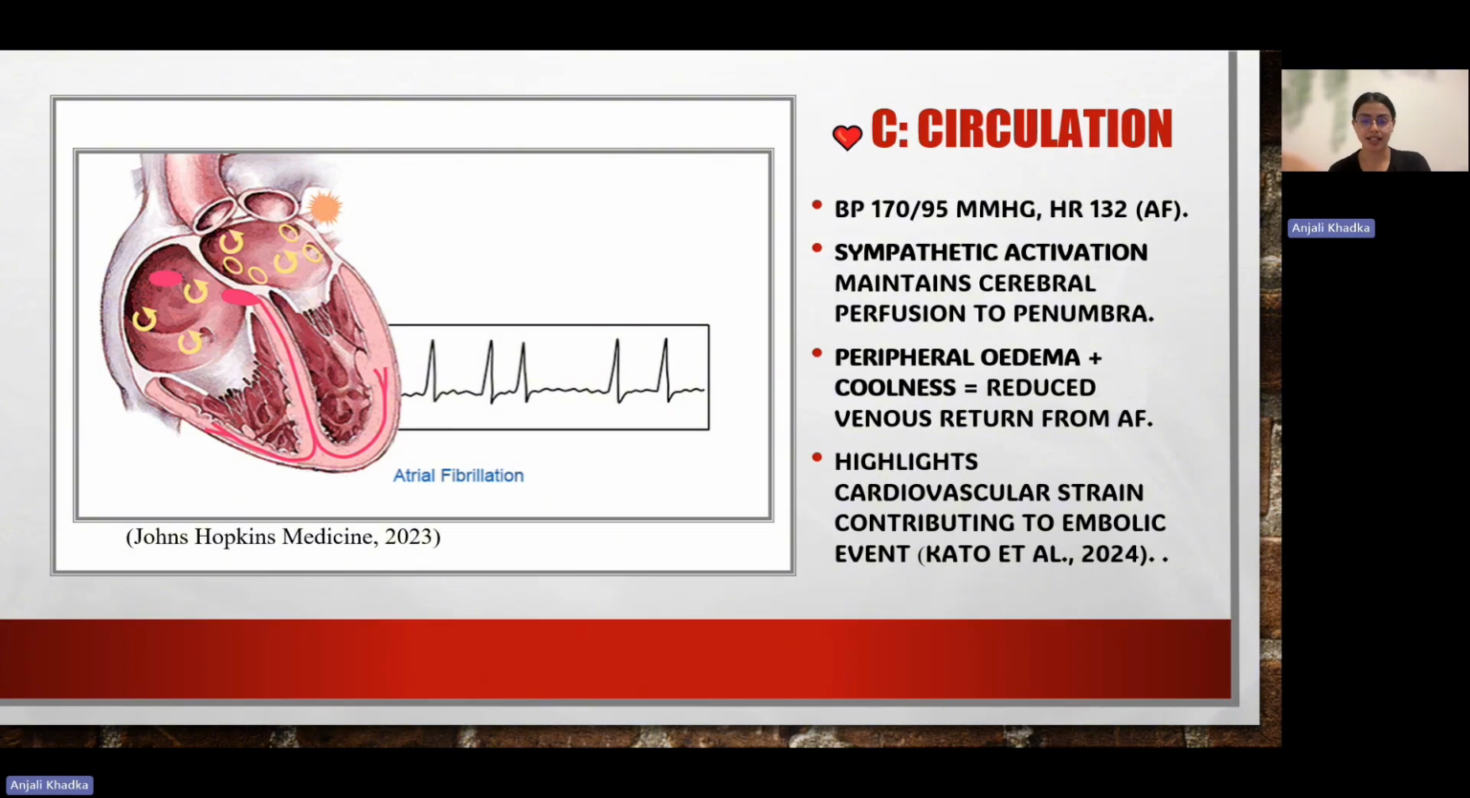I ask everyone, in stroke, why is maintaining stable circulation so vital? Because every drop in perfusion pressure can mean further neuronal loss. That's why it is so important to maintain the circulation in embolic patients.